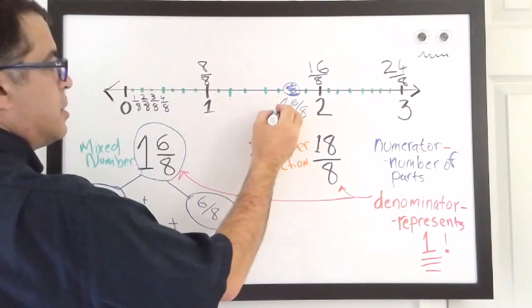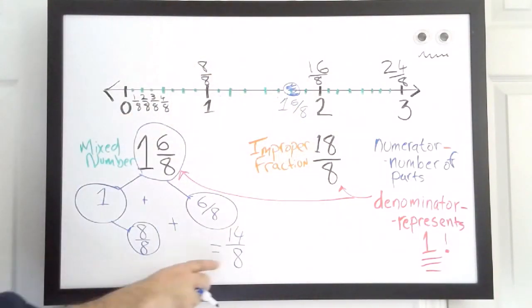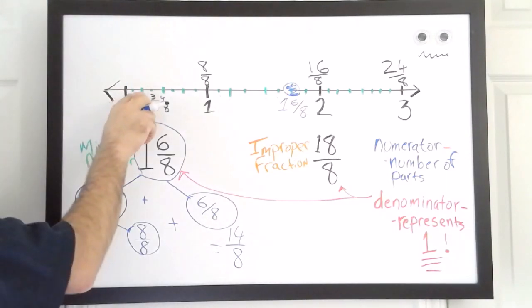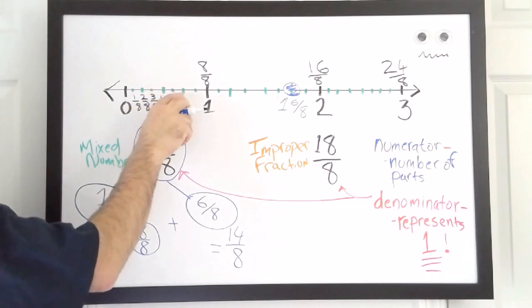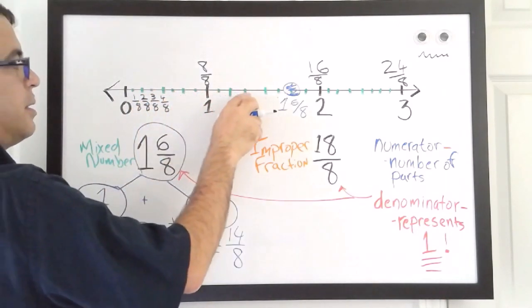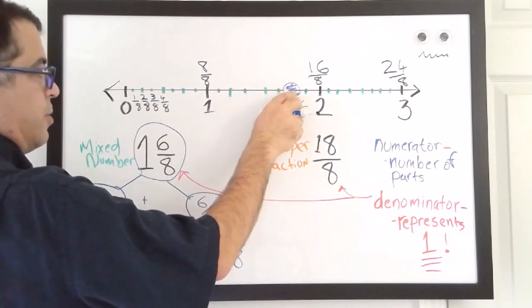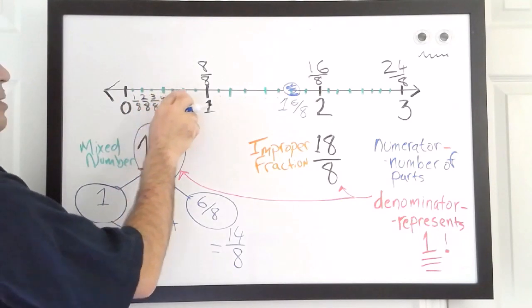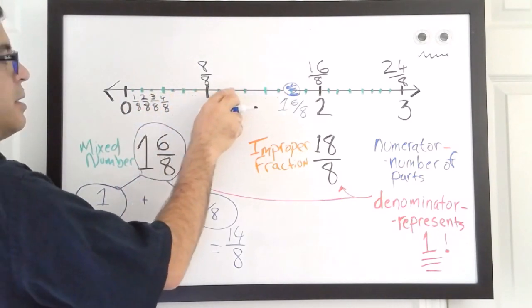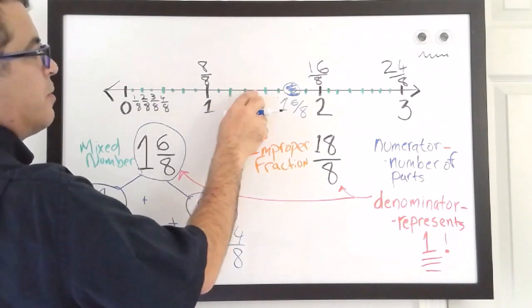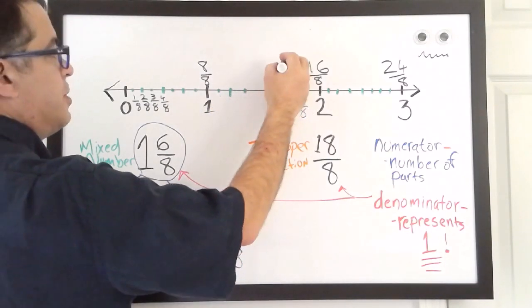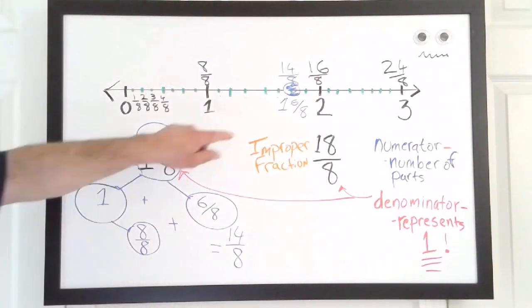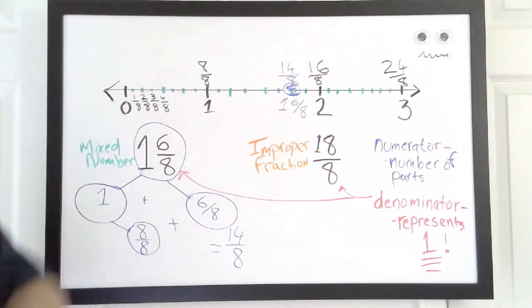But let's look at it as the improper fraction 14/8. We can count that off. 1, 2, 3, 4, 5, 6, 7, 8, 9, 10, 11, 12, 13. What did I do wrong? Let me count again. 1, 2, 3, 4, 5, 6, 7, 8, 9, 10, 11, 12, 13, 14. Okay, I counted wrong. This is 14/8. So our answer checks out. It's either 1 and 6/8, or we could call it 14/8.